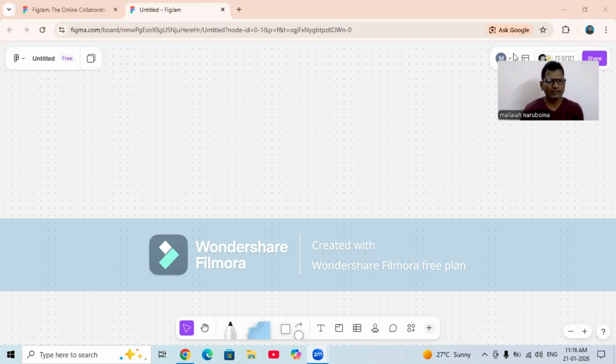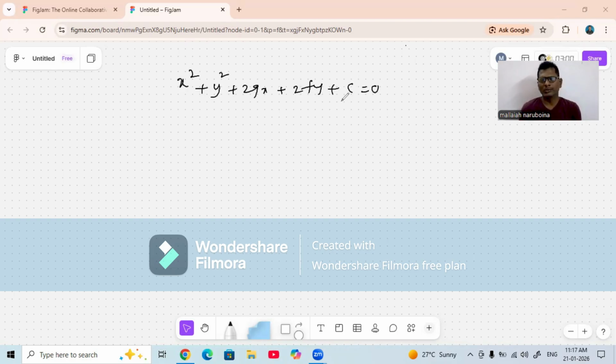Sometimes we come across another formula for circle, that is x square plus y square plus 2gx plus 2fy plus c is equal to 0. This is also equation of circle, but we call it general equation of a circle.